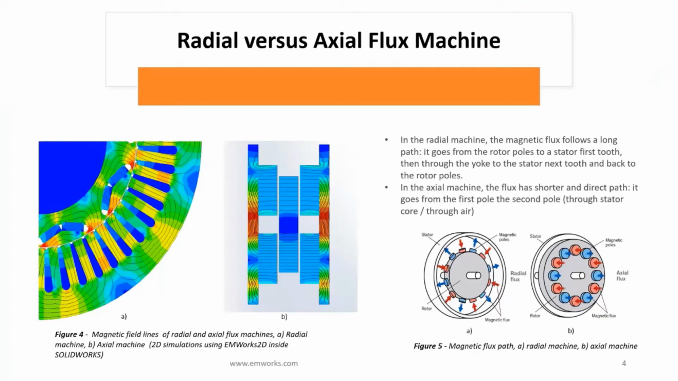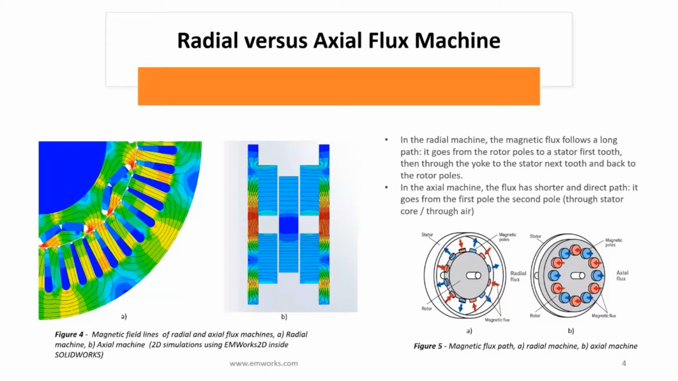In the second part, as we mentioned at the beginning, we will go over a comparison between radial and axial flux machines and the main advantages of an axial flux machine. We will start with the difference in the magnetic field path. In the radial machine, the flux path is much longer than in the axial flux machine because it goes from one rotor pole to the first tooth in the stator, then through the stator back iron to the second tooth of the stator until it reaches another rotor pole again.